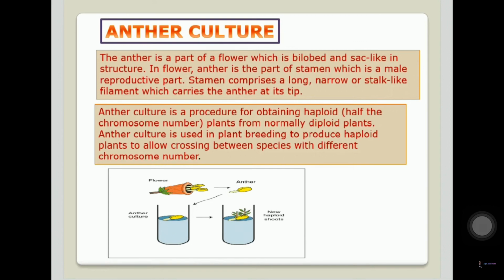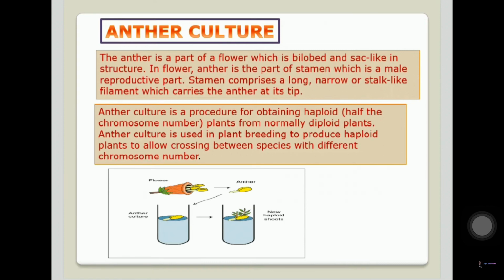These originate from the gametes or gamete-like cells that do not go through fertilization. They have a single set of chromosomes. Now what are chromosomes? Chromosomes are thread-like structures located inside the nucleus in the plant cell.